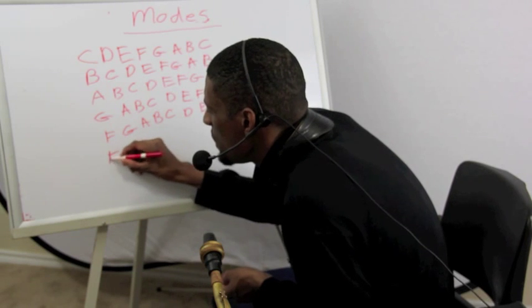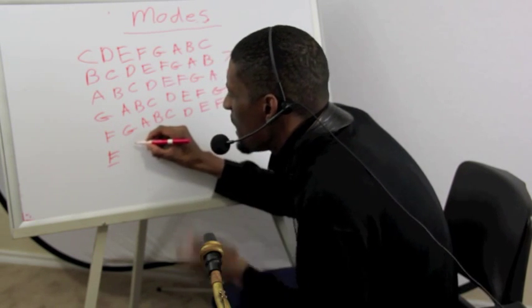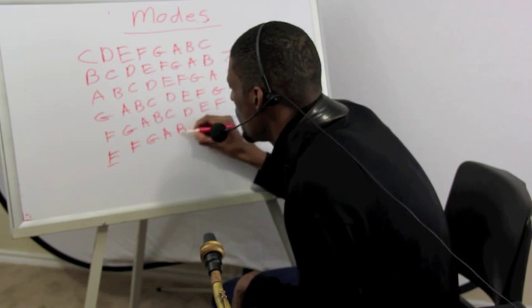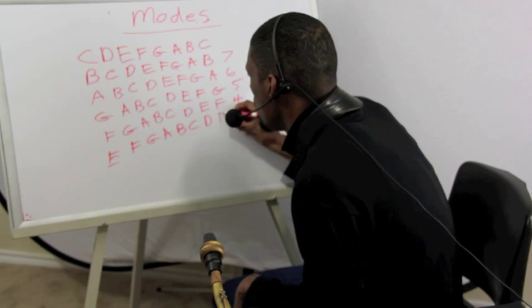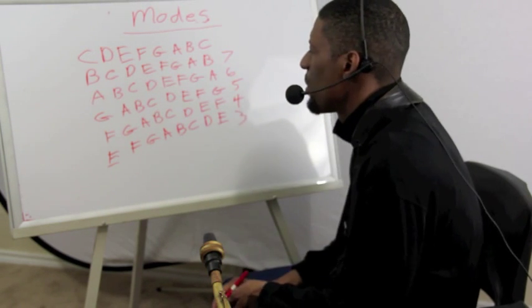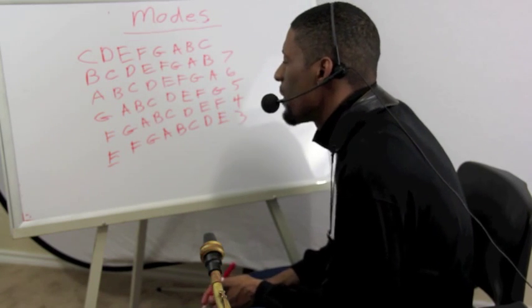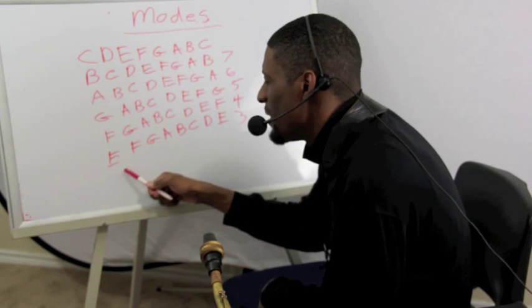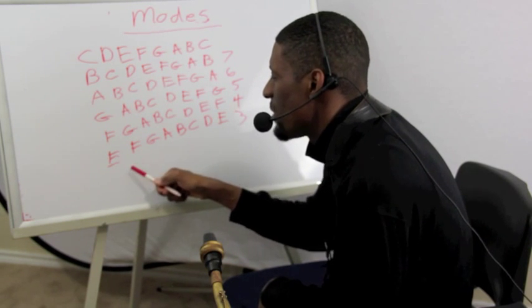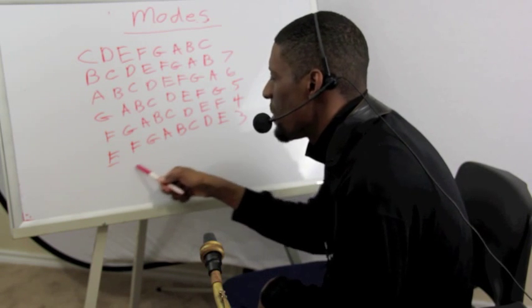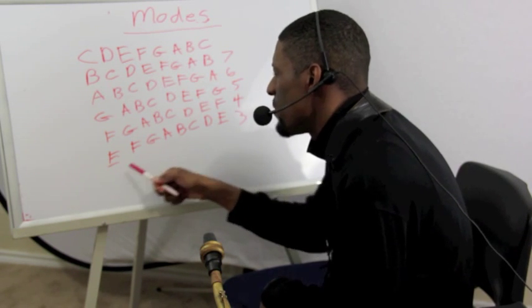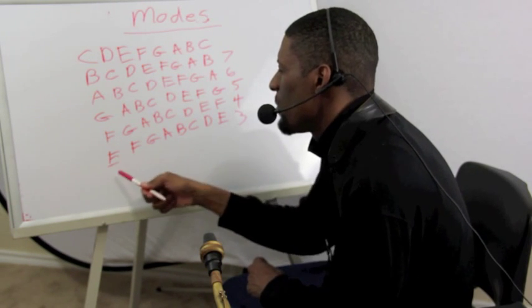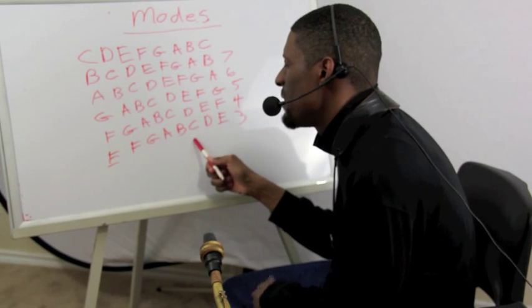So the next one is E, and we got E, F, G, A, B, C, D, E, and that's the 3rd. And this one is minor, but if you notice, it's got a lot of different things going on. The distance between the E and the F is a half step, right here, that's a minor 3rd. From E to A is a 4th. From E to B is a 5th, so that's fine. And then from E to C, right there, that's a flat 6th.